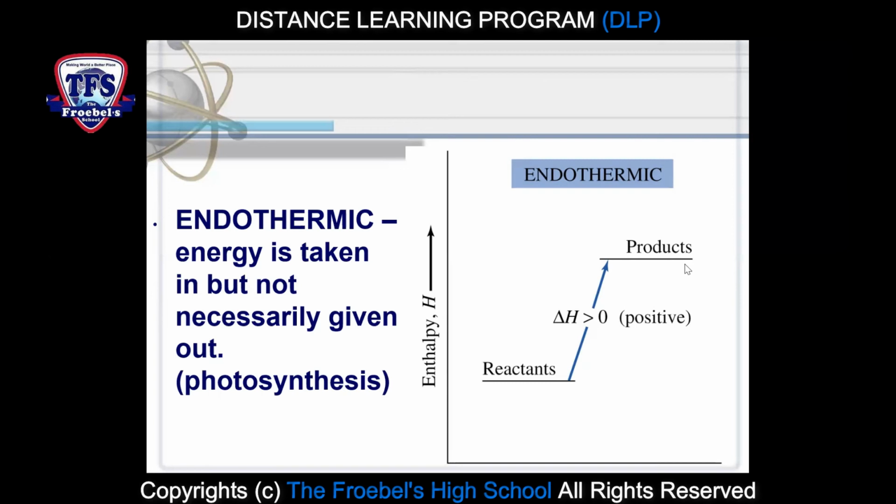One example of an endothermic reaction is photosynthesis. In photosynthesis, we know that plants produce their food, and for this process they need sunlight. Without sunlight, photosynthesis does not occur. So sunlight is the source of energy for photosynthesis. That's why photosynthesis is an endothermic reaction.